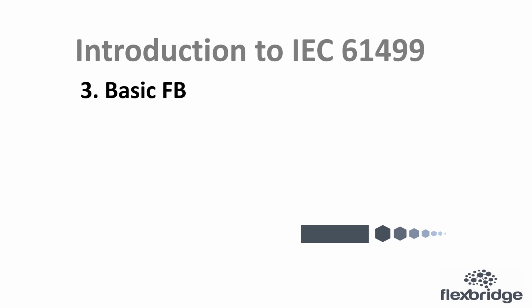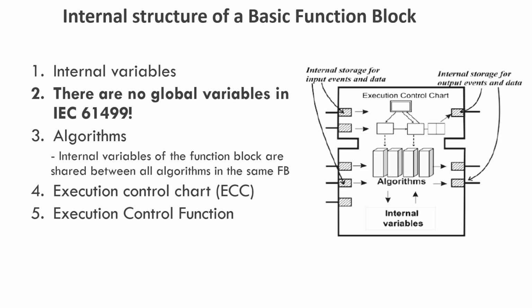Now we will consider in detail what is a basic function block in IEC 61499 architecture. So, basic function block is a main component model to implement different kinds of functionality. The functionality is organized into algorithms. So algorithms written in different programming languages operate over internal variables. Internal variables can be encapsulated only into basic function blocks.